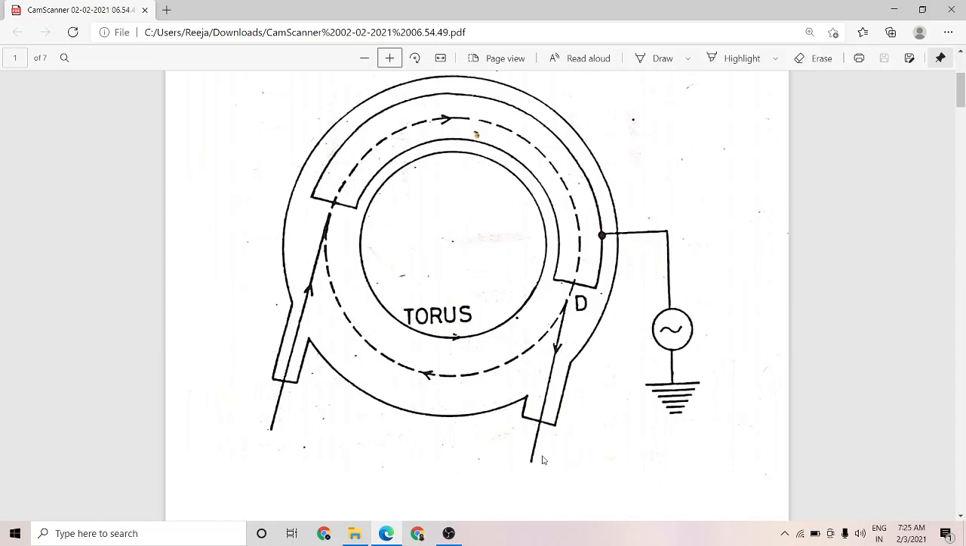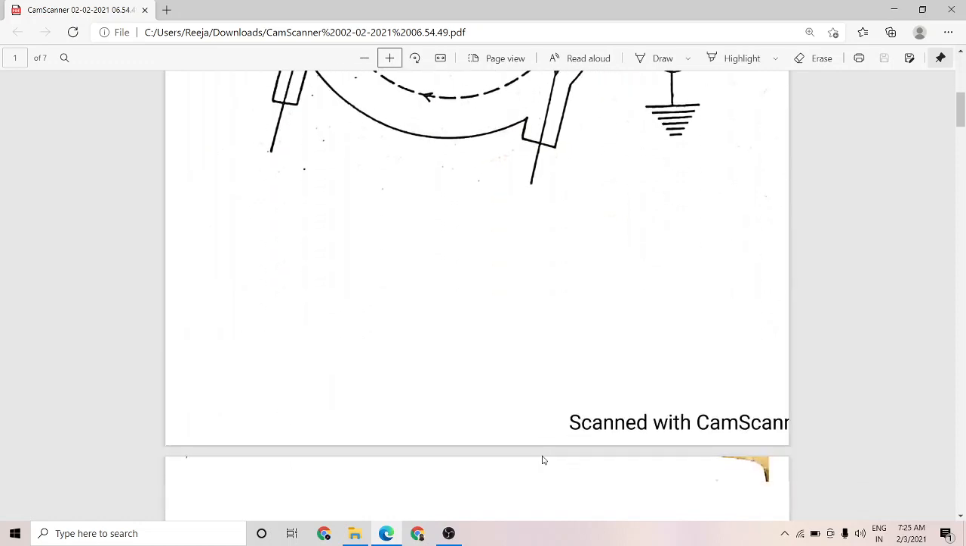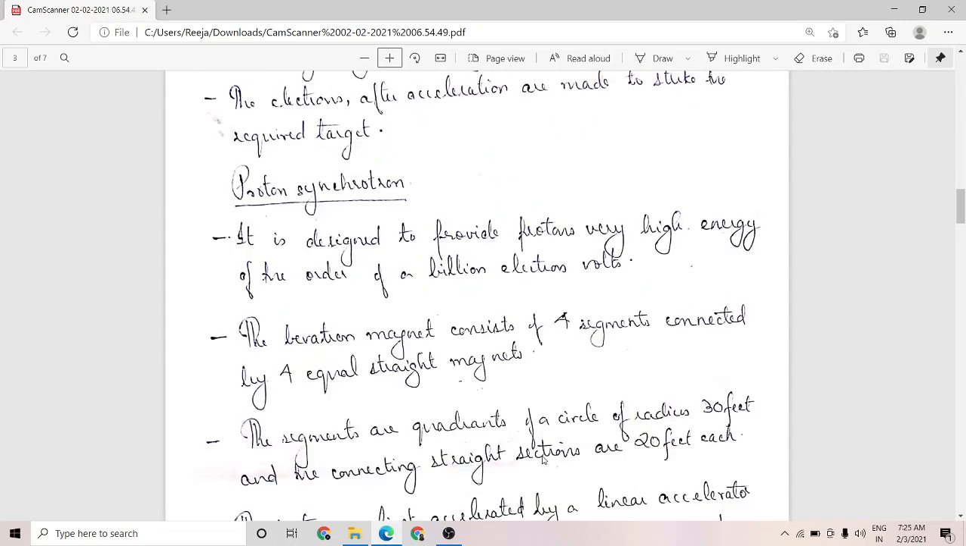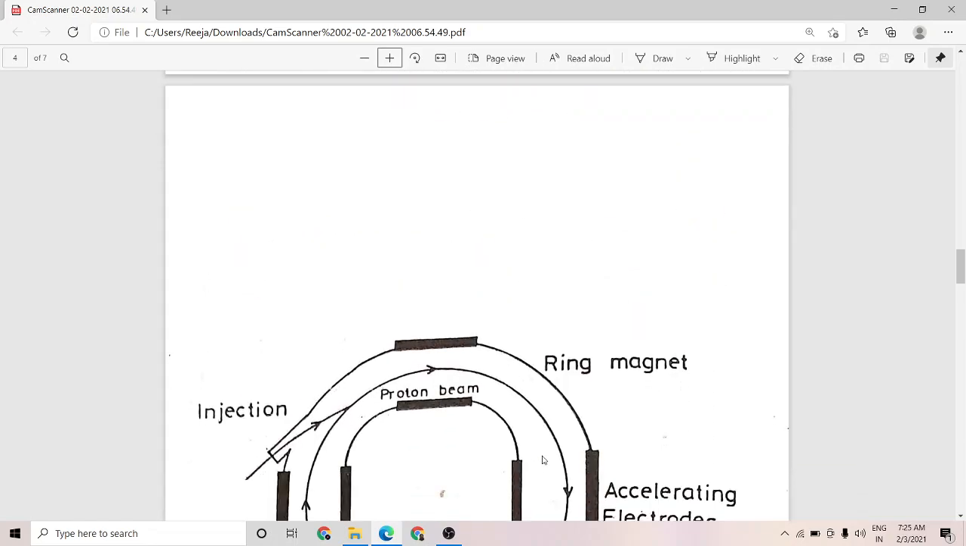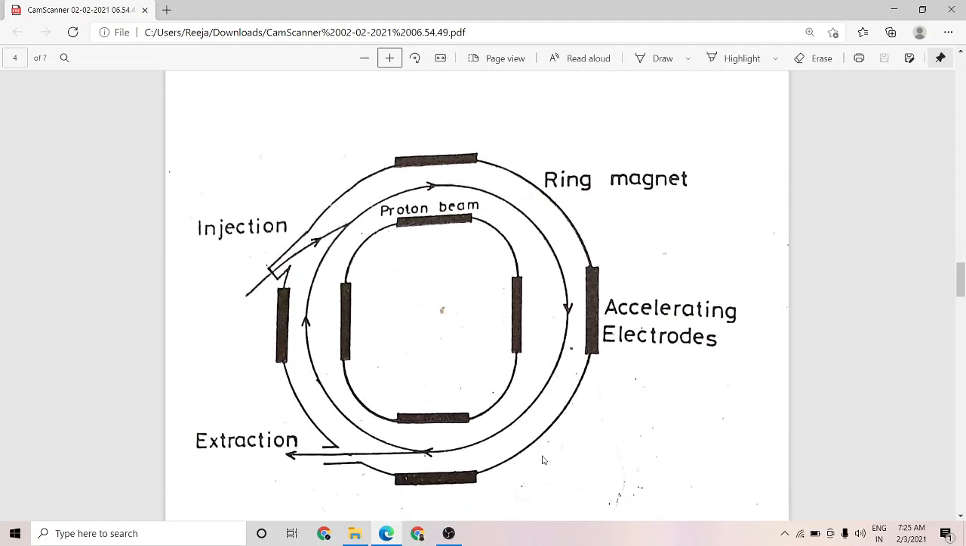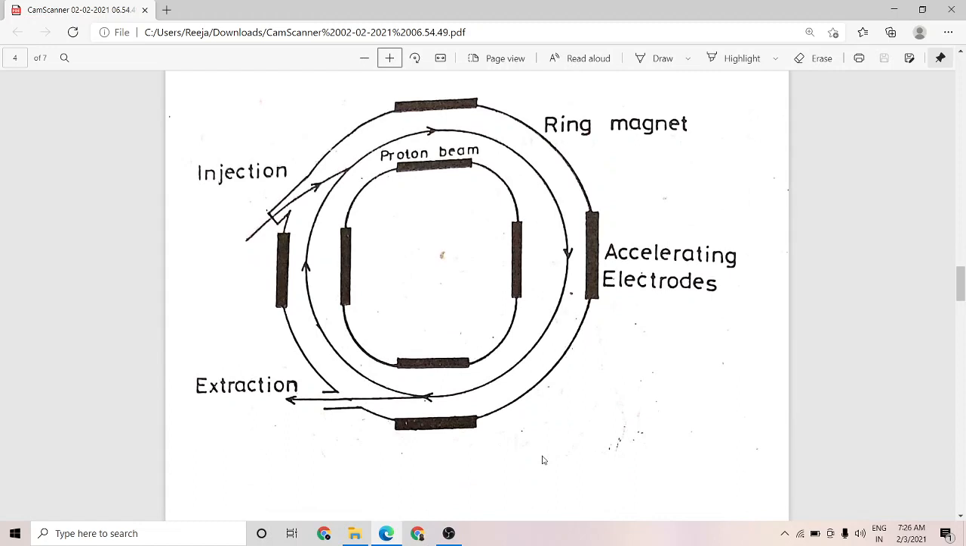So I think the electron synchrotron is clear to all of you. The next kind of synchrotron that you have to learn is the proton synchrotron, and it is also called bevatron. In the proton synchrotron, we'll first discuss its parts. Again, it is a particle accelerator to provide protons with very high energy, in the order of a billion electron volts.